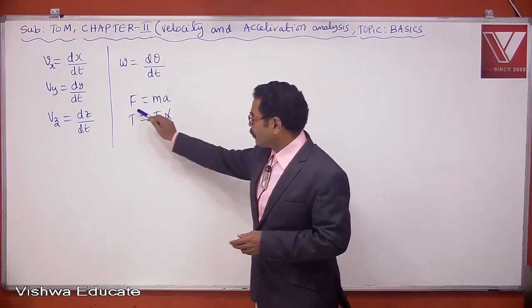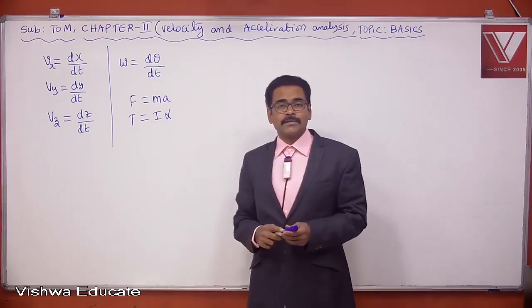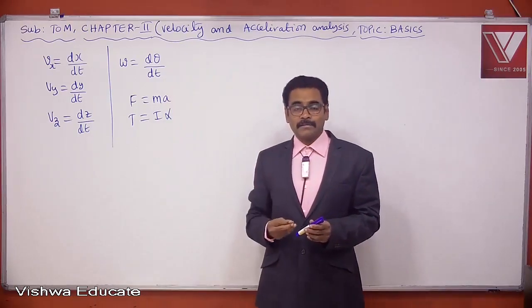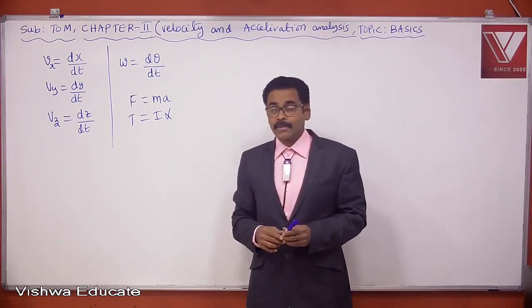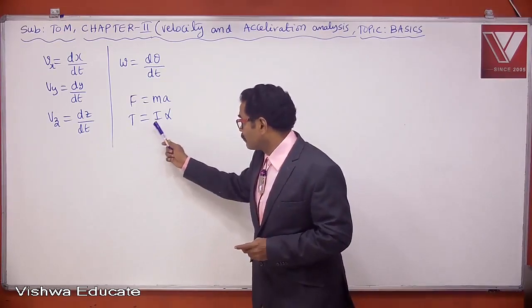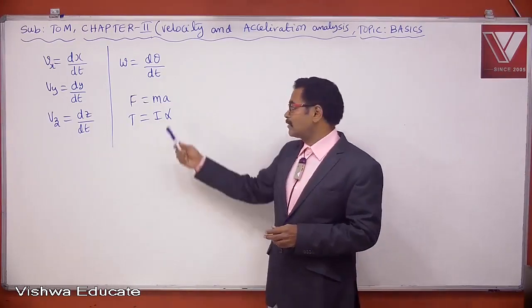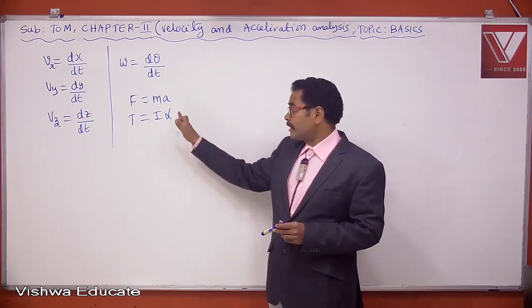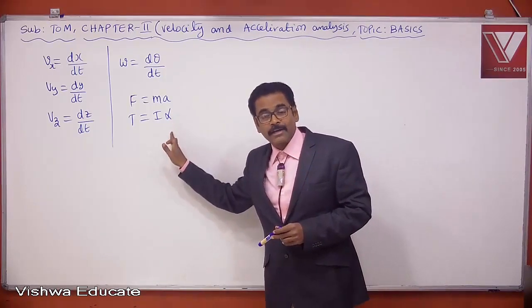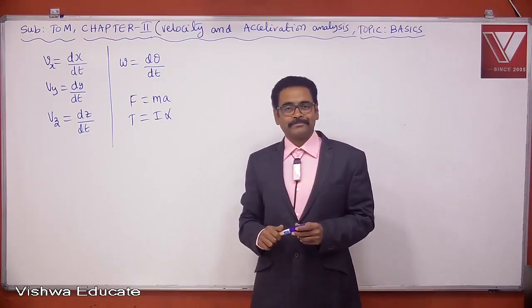For finding force, you require acceleration. From where will you get acceleration? From acceleration analysis, I can find the acceleration of various links. Similarly, turning moment is equal to I into alpha. For finding turning moment, first I need to know the angular acceleration of links. From where can I get this data? I can get angular acceleration data from acceleration analysis.